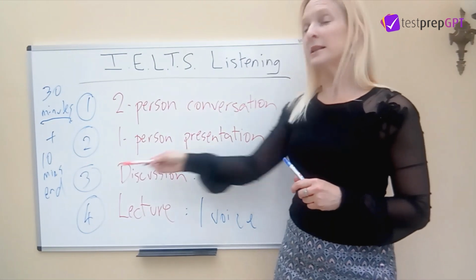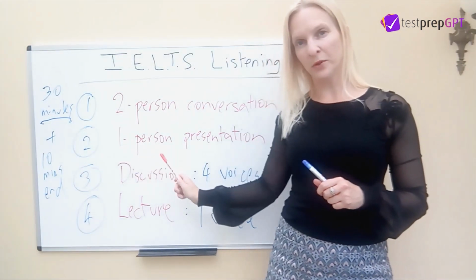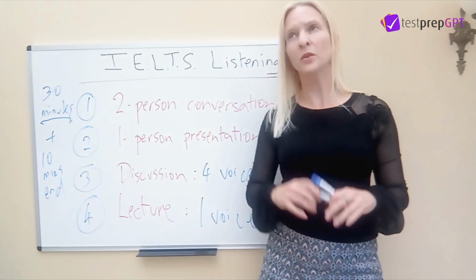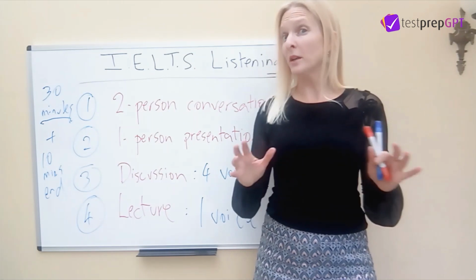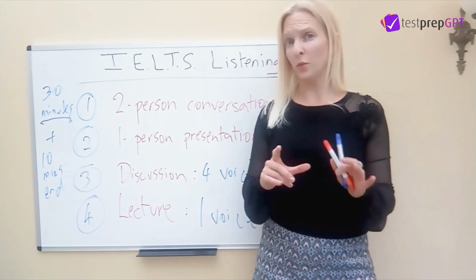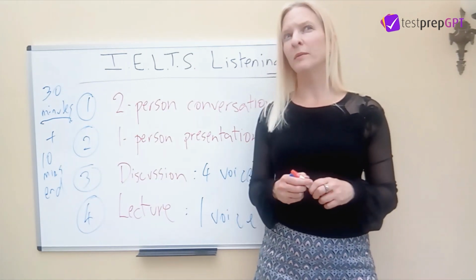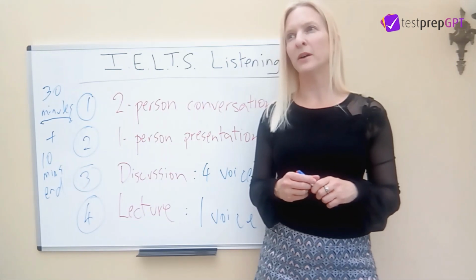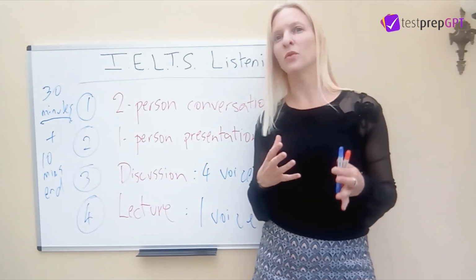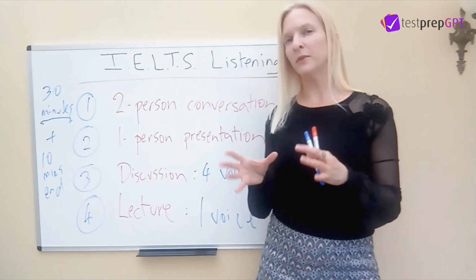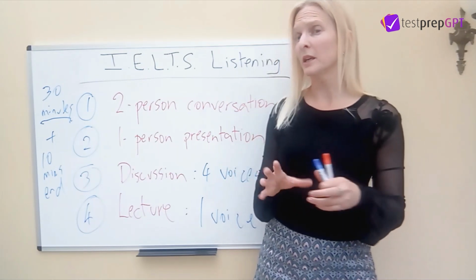Section 2 is one person giving a presentation. It could be a description of a map, in which case you will have a visual, or it might be a description about times or brochures. So you may have a visual with this section, or you may not.